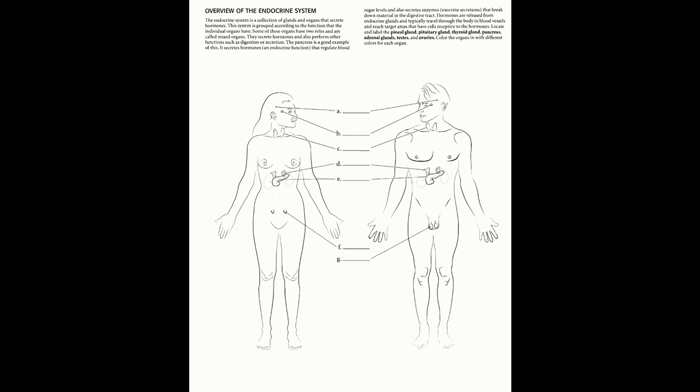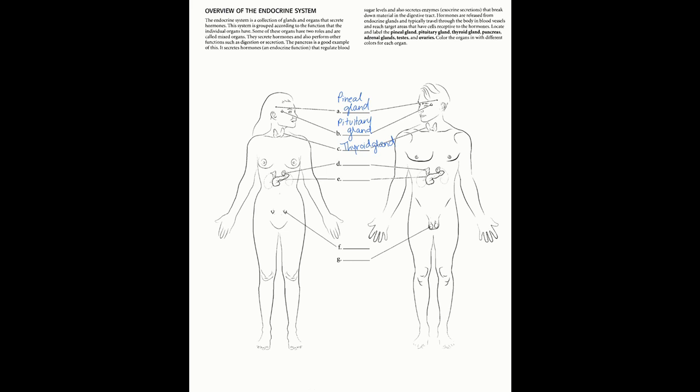So to start off, A, we're looking at the pineal gland. Followed by our pituitary gland. Both of these are within the brain. We then have our thyroid in our throat. What's not pictured here is the parathyroid because that's on the back of the thyroid. We'll get to that when we get to the thyroid page.